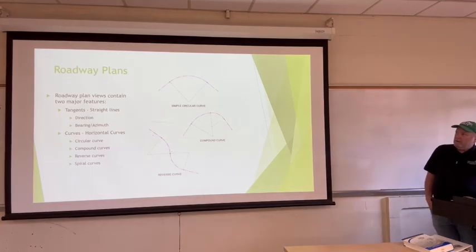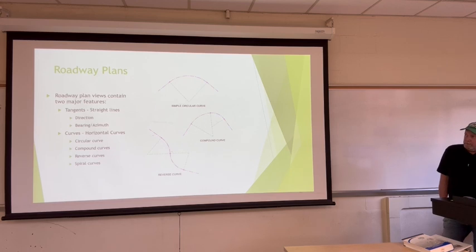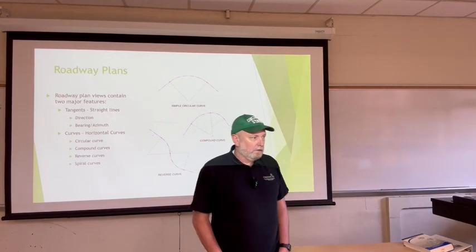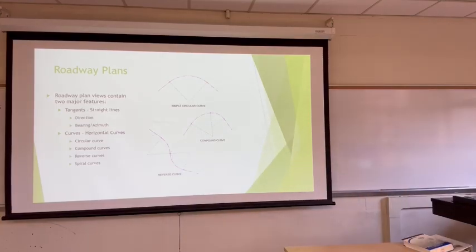In roadway plan views, there are two major features. You have your tangents and you have your curves. Your tangents are going to be your straight lines. You're going to have bearings and distances, bearings or azimuths, most likely bearings on all your plans. Curves, talking about horizontal, the easy to calculate kind. We have our simple circular curve. We have compound curves, we have reverse curves, and we have spiral curves.